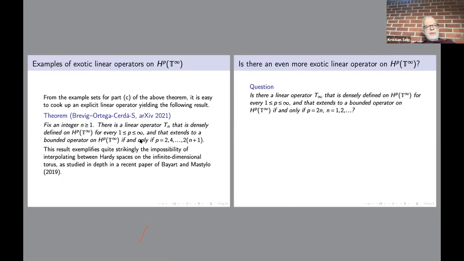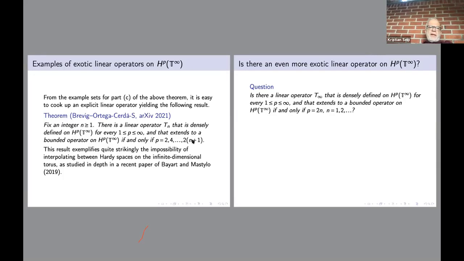So you see, if you ever thought of interpolating here, of course, you would be in trouble. And this is a result that exemplifies, I would say, quite strikingly, the impossibility of interpolating between Hardy spaces on the infinite dimensional torus. This has been studied in depth in a recent paper by Bayart and Mastyło. So you have a very concrete operator here, which has a very exotic behavior, something that you wouldn't expect to see.